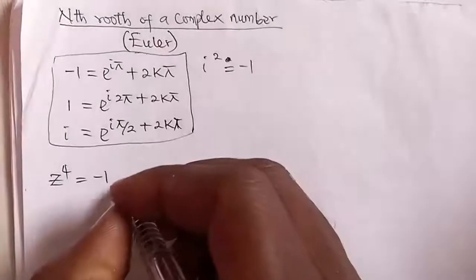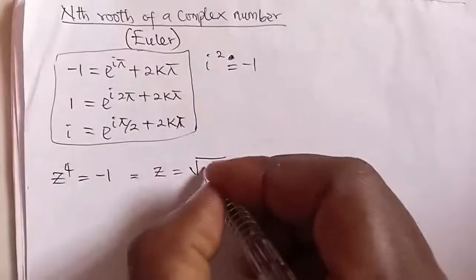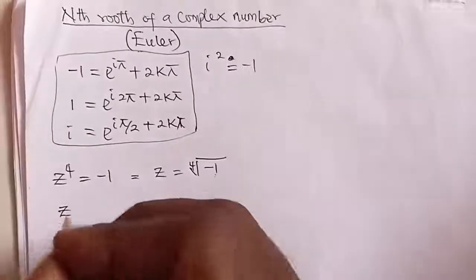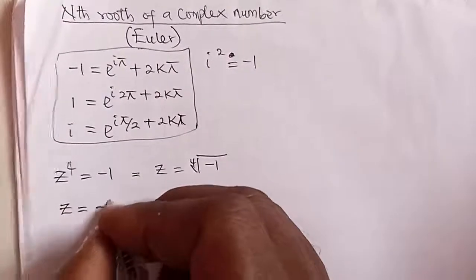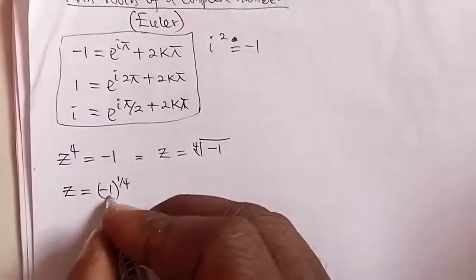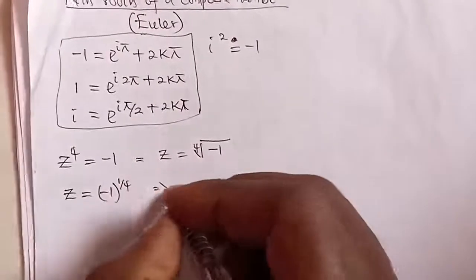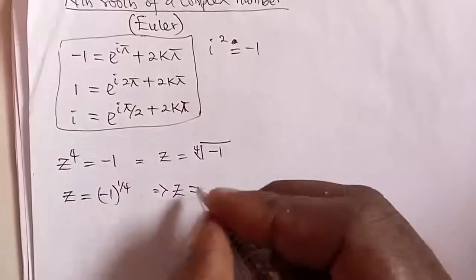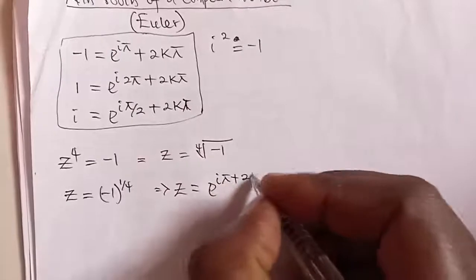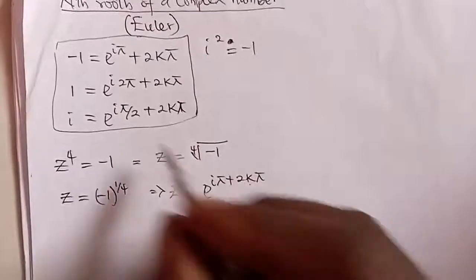For us to do this, we know that z is equal to the 4th root of minus 1. Now, according to laws of indices, we can say z is equal to minus 1 raised to the power 1 over 4. We already have an identity for minus 1, which is e raised to the power i(pi + 2k pi). Now, this k is a constant that we added to all of them.